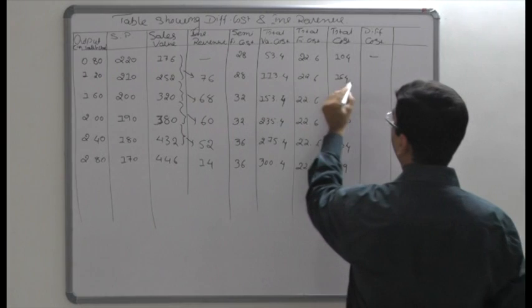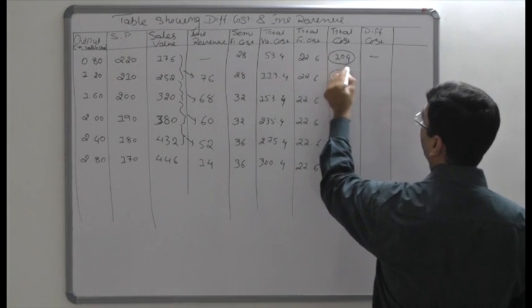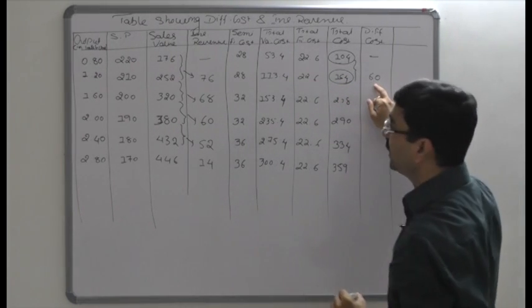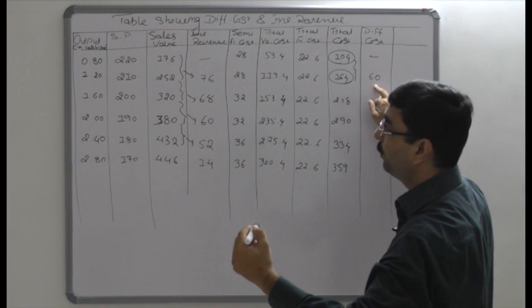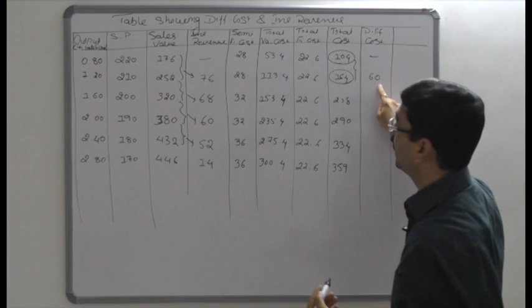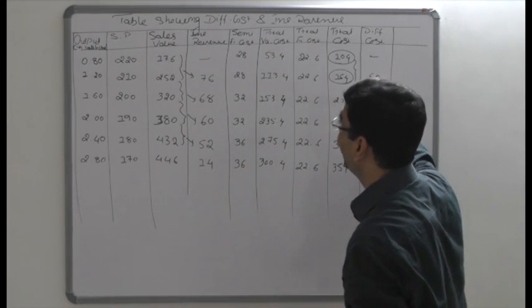In 1.20 we have 164, but in 0.80 we have 104. So the difference between these two is 60. So the differential cost from 0.80 to 1.20 comes to 60. When you increase your production, your cost is also increased by 60.